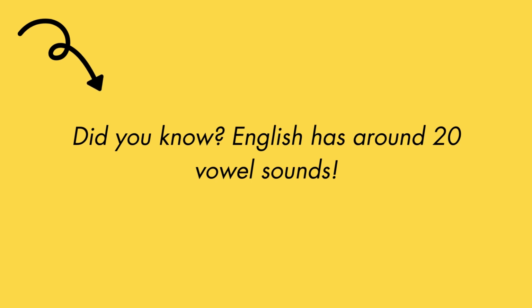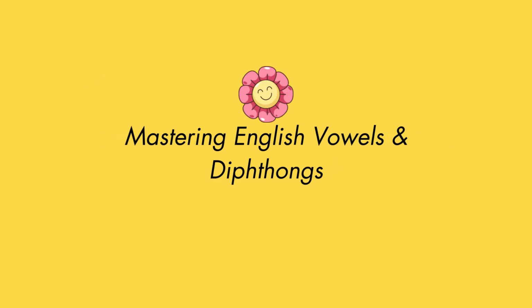Did you know that English has only 5 vowel letters, A, E, I, O, and U, but around 20 different vowel sounds? This variety is what makes pronunciation both fun and challenging. Welcome back to our pronunciation series. Today, we're going to tackle one of the most important parts of English pronunciation, vowel sounds. We'll cover the basic short and long vowels, with examples, and get to know diphthongs too.